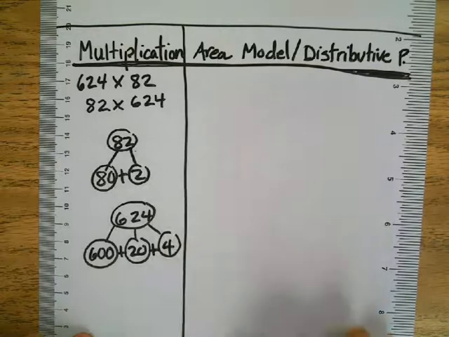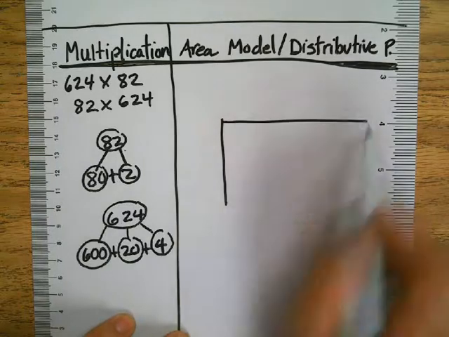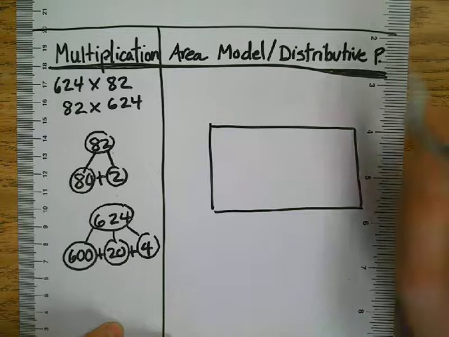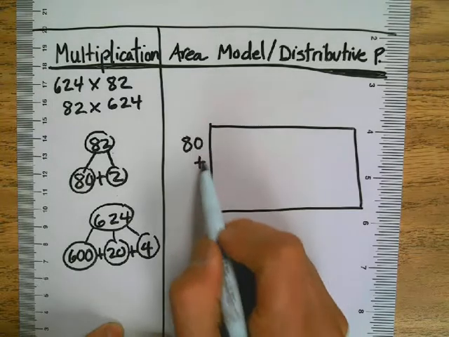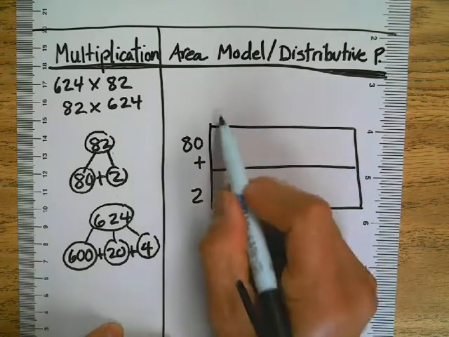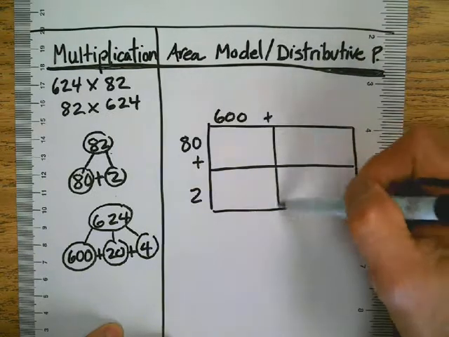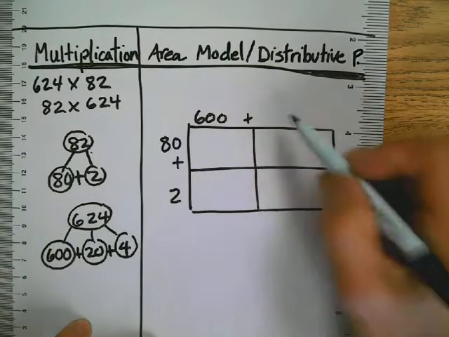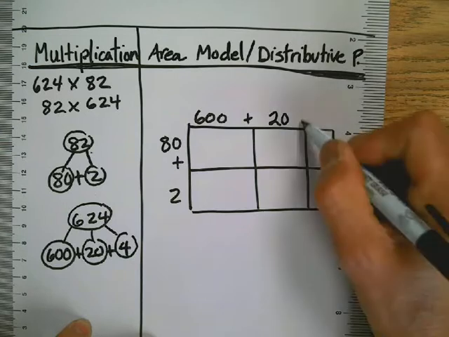So here is our area model. So let me make it wide so we have space to write on it. I'm going to write the first number, which is the decomposed number, 80 plus 2. Where the plus sign is, I just divide that. The second number is 600. So I'm going to write plus, and I'm going to create my area for those answers. And the second number is 2 tenths, which is 20. And the last number is plus 4 ones. Okay, so now that's the first part.